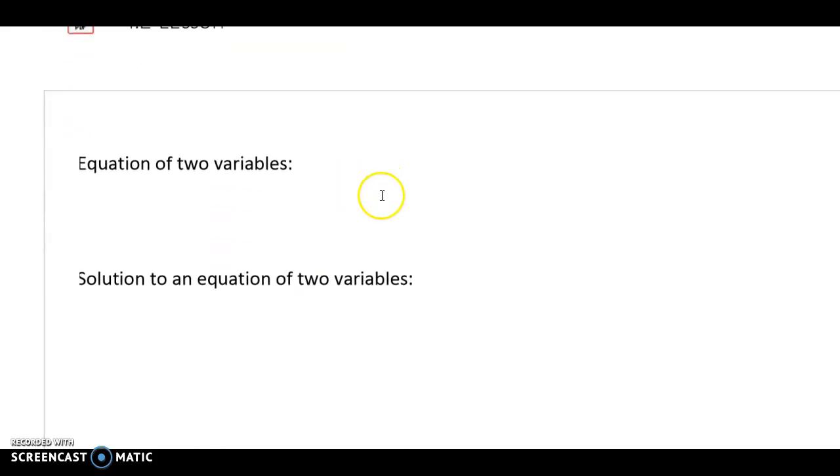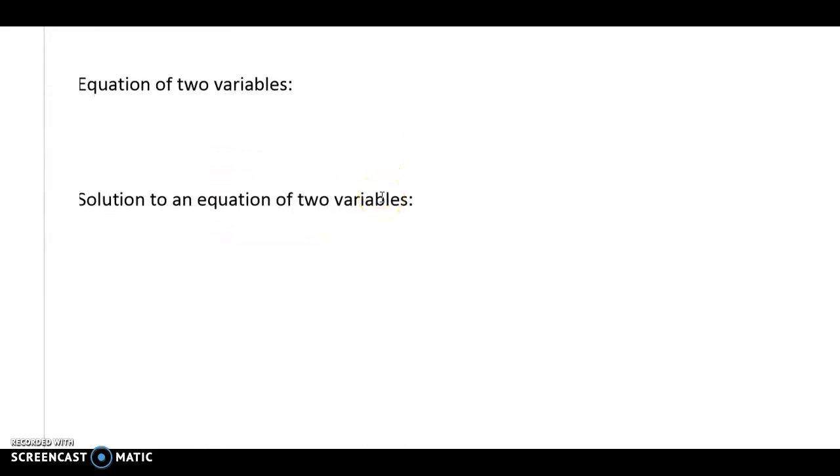Alright, Jack. So this is lesson 4.2. It's a pretty straightforward lesson. I'm going to go a little more in depth than the curriculum does because I think it's pretty important to understand where the basics come from. This chapter is all about equations in two variables, right?